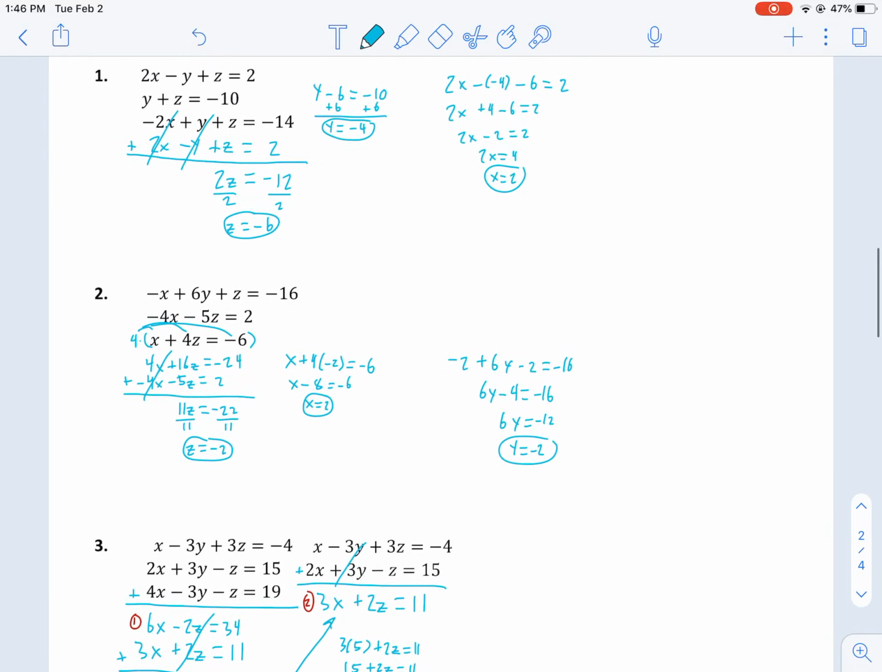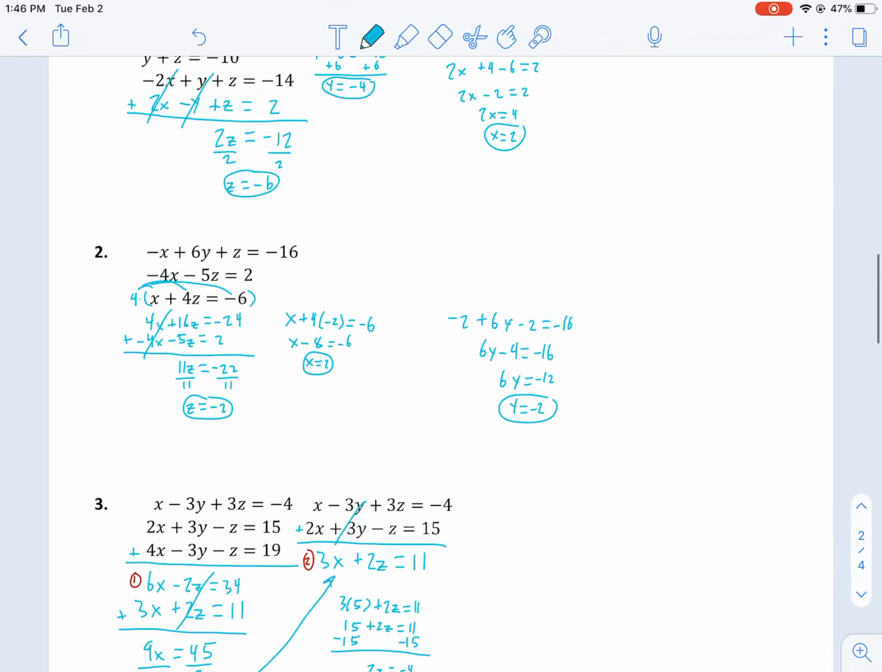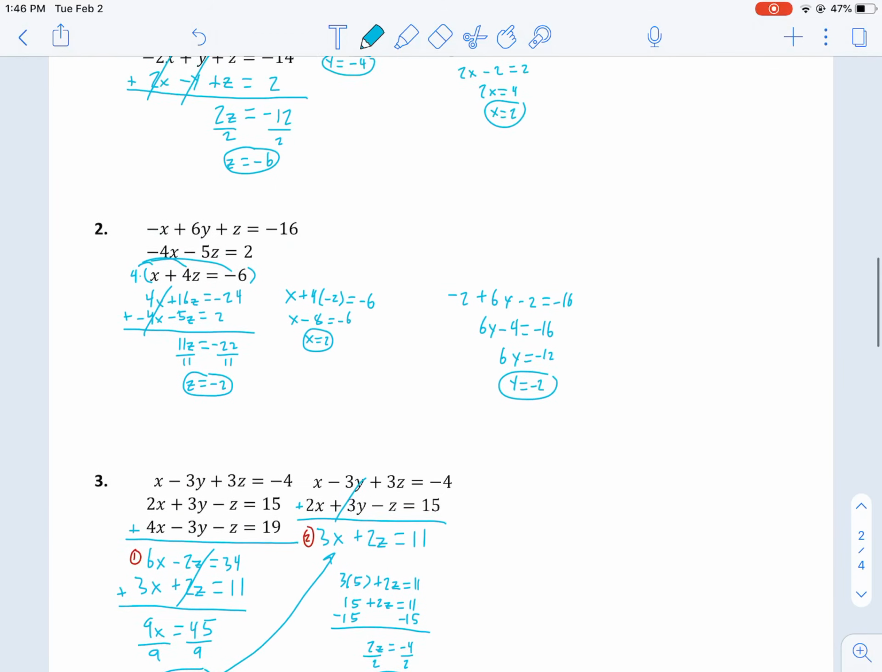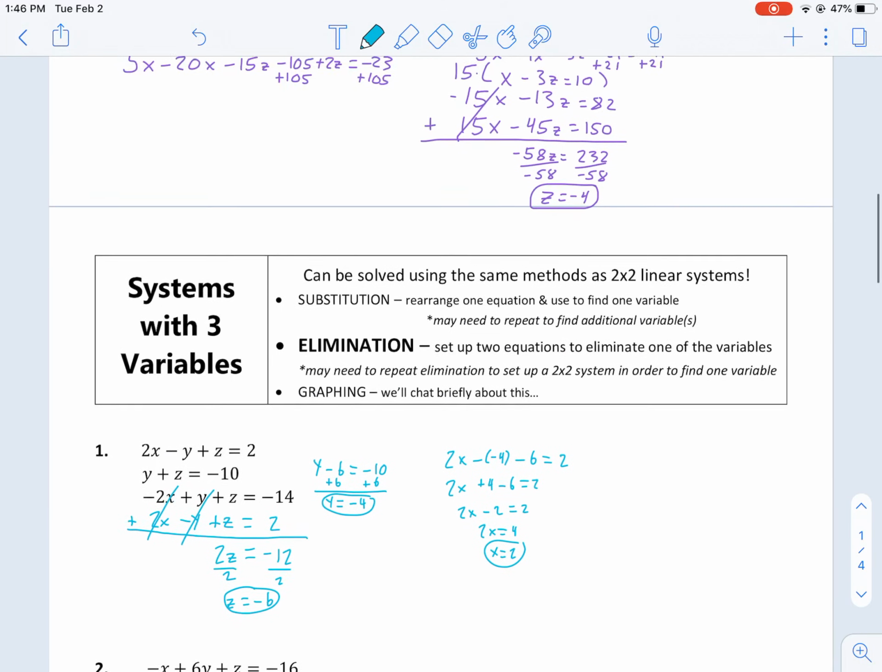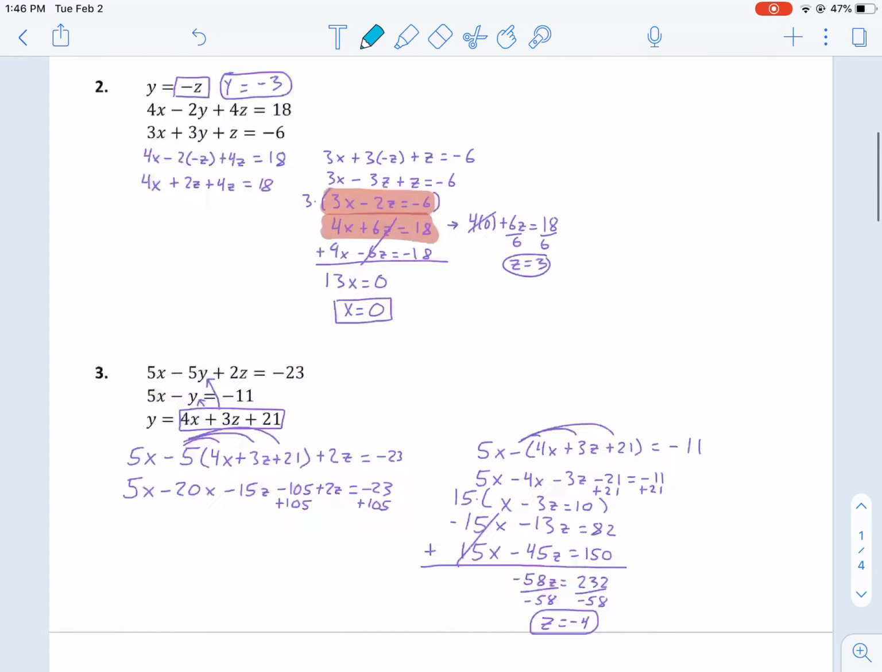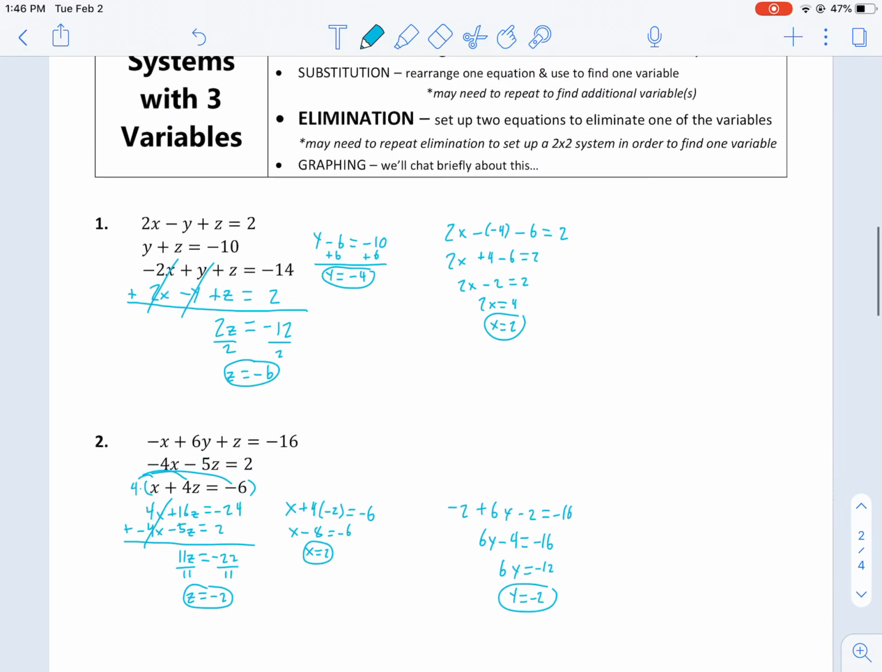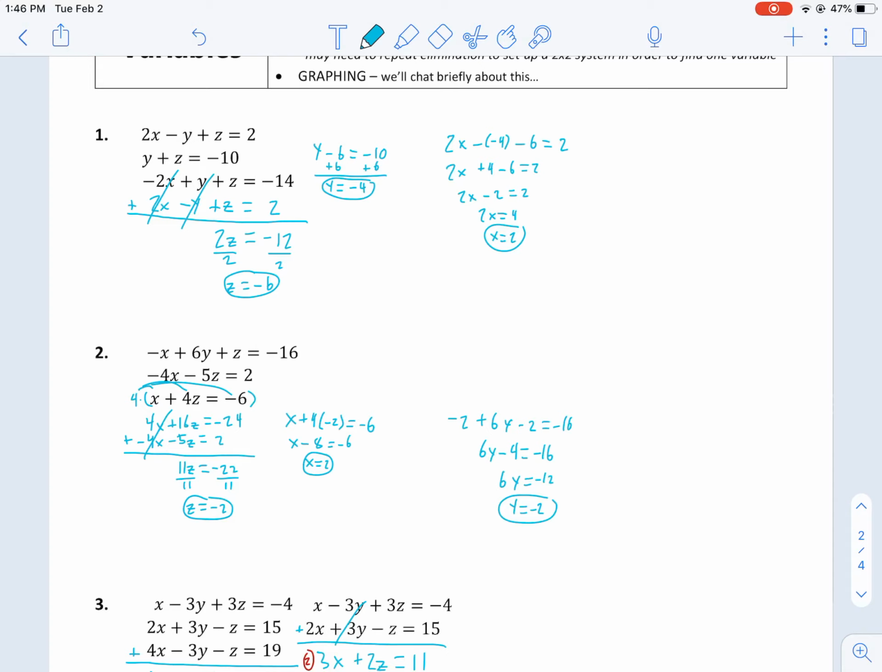So hopefully that helped. I know that was kind of a lot. This subject isn't very fun. It's a lot of math. On your skill check, you can use the elimination method or the substitution method, whichever is your choice. You just have to do one problem.